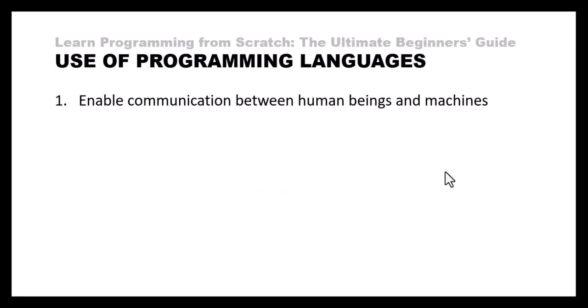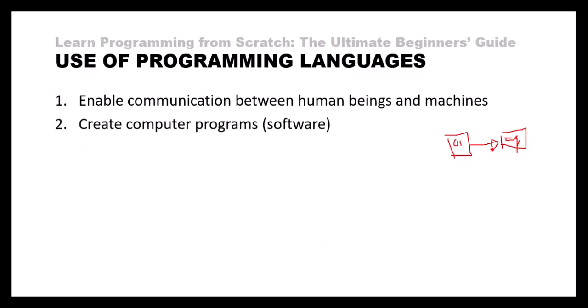Okay, so the first use we're going to look at is that a programming language enables communication between human beings and machines. I think we have looked at this one, where we understand clearly that computers understand only binary, 0 and 1, and human beings understand English. So a programming language is used to facilitate communication between a human being and a machine.